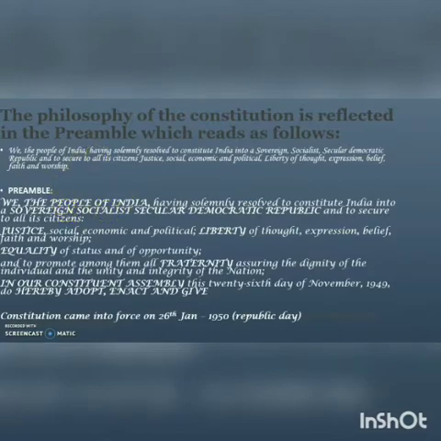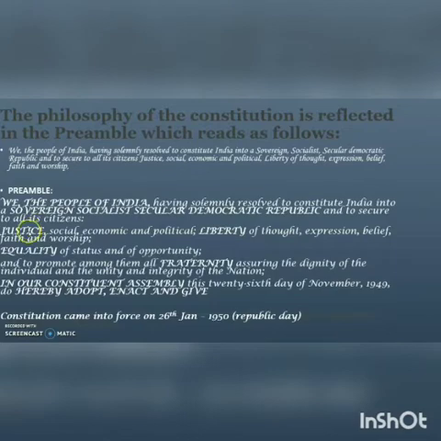Sometimes in the exam, they might ask for 2 marks: what is the preamble of the Indian constitution? So you should be ready to say that the Indian preamble is nothing but an explanation of aims and aspirations. The Indian preamble explains that India is to be a sovereign, socialist, secular, democratic republic. So this is what you can write.